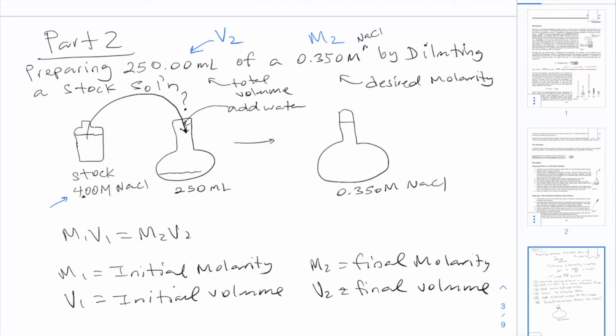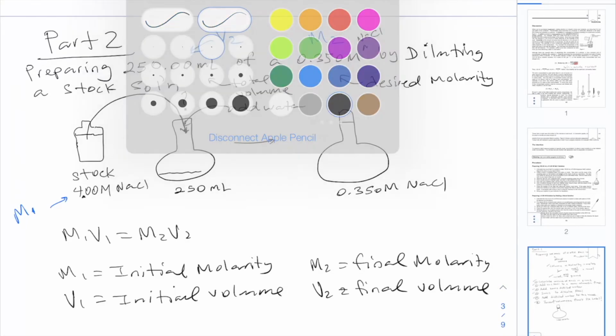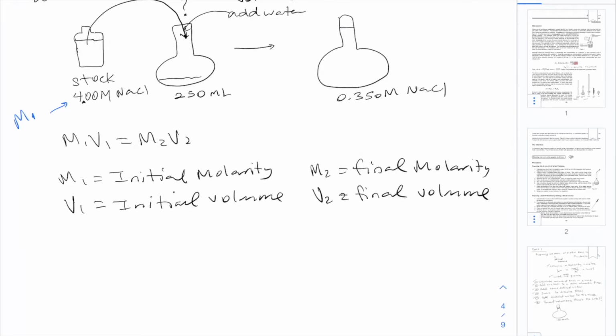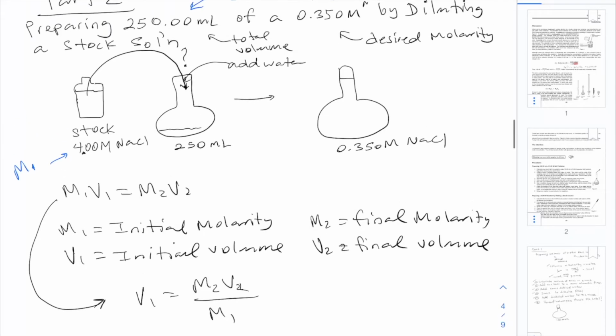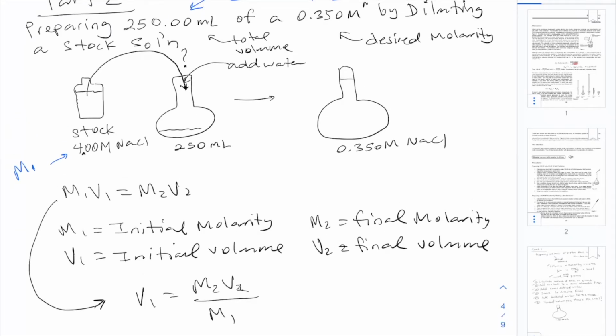The 4 molar stock, that's going to be our initial molarity. So we need to solve for V1. If you were to rearrange this equation, V1 is equal to this. So you have M2, you have V2, and you have M1. You just plug it in, and you're going to determine how many milliliters. You can work in milliliters. There is no need for you to convert to liters.